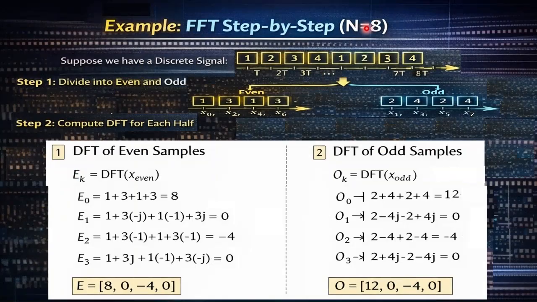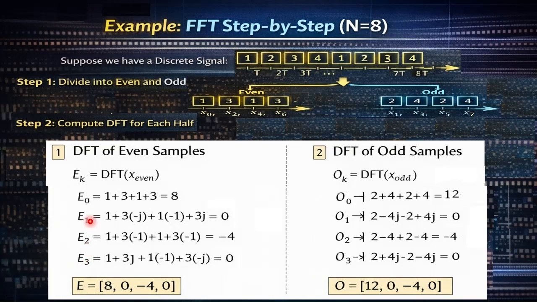Here, we consider a signal with 8 samples, shown at the top of the slide. Since n equals 8, the FFT algorithm first applies the divide and conquer strategy. In the first step, we split the sequence into two parts, the even index samples and the odd index samples. You can see two sequences on the slide. Next, instead of computing the full 8-point DFT, we compute two smaller transforms.